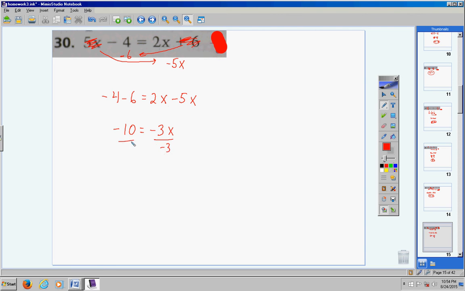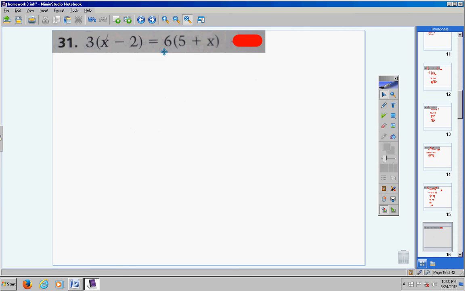These cancel, leaving you with x. Negative divided by a negative is positive. 10 divided by 3 is simply 10/3. Or you could put 3 and 1/3. Or you could put 3.3 repeating. Any of those answers are acceptable. Alright, moving on to number 31.